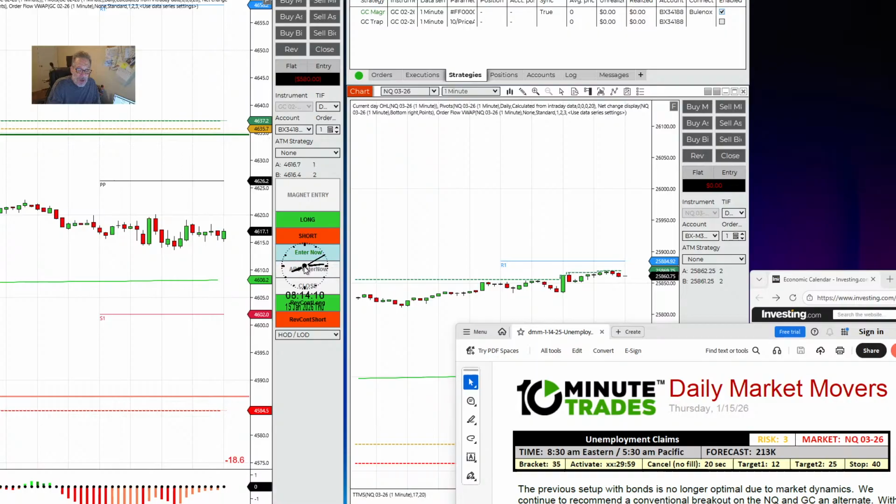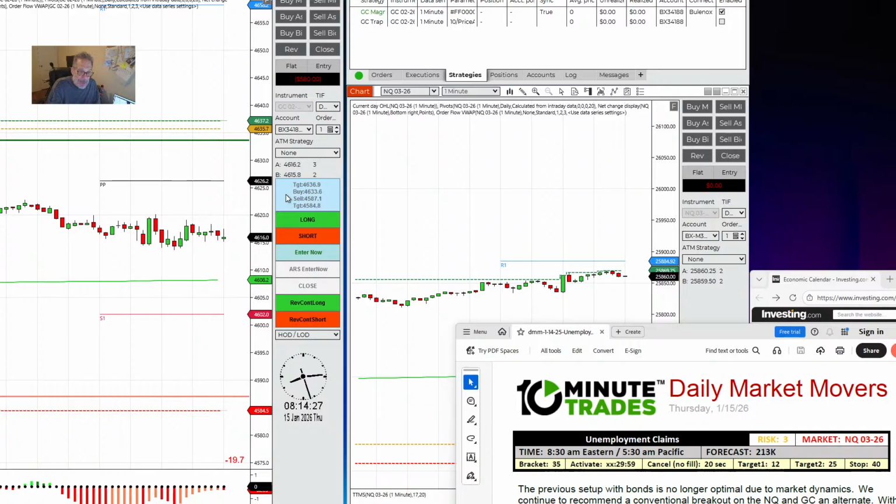it gives you your high of day, low of day orders. The heavy line, that's my entry. All right. My exit is the green line 3 ticks before I get to the magnet. If you want to see your entry long and your entry short, hover over the magnet entry button.